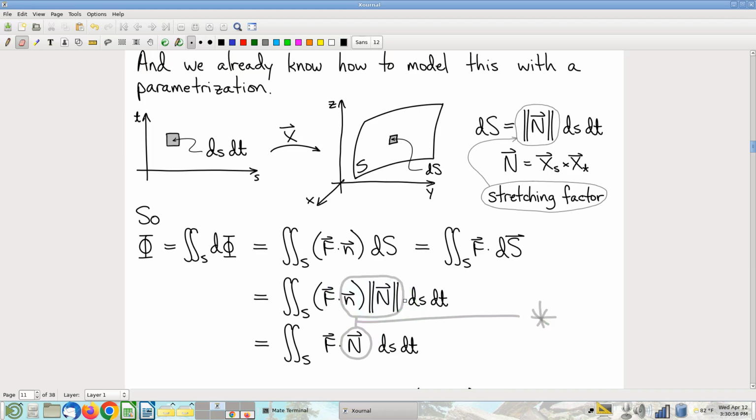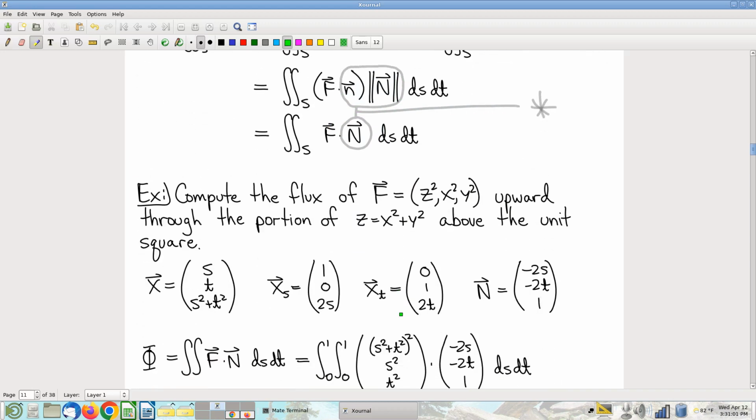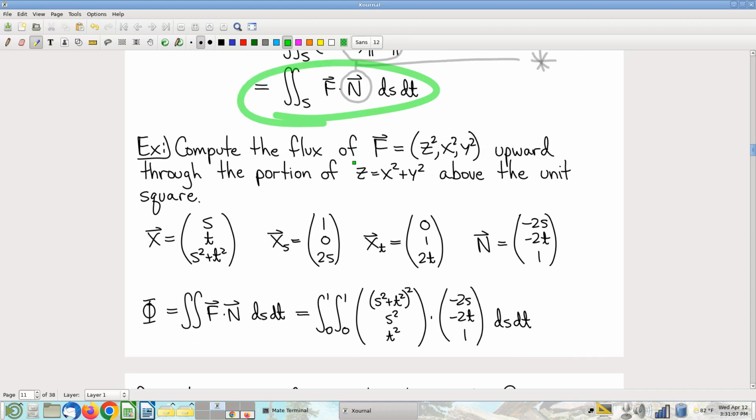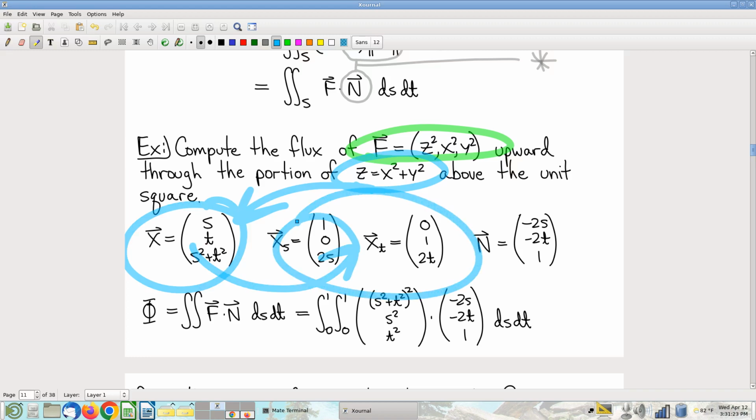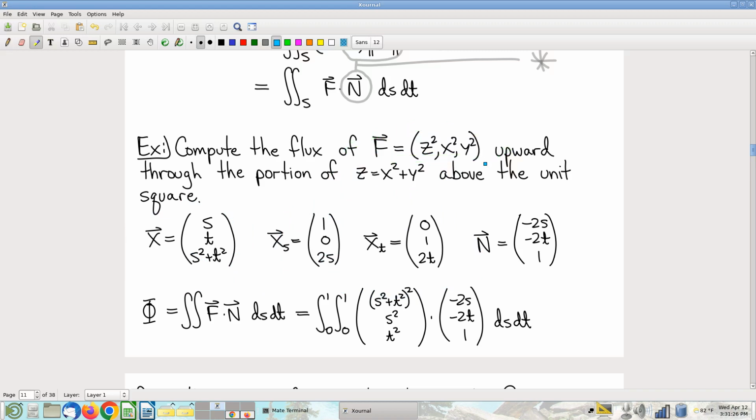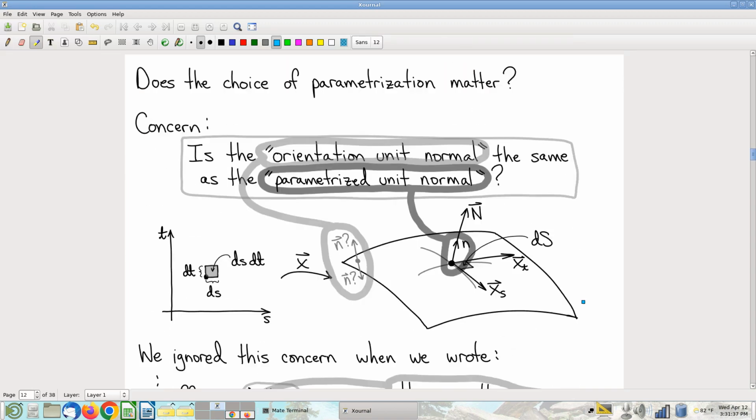So, okay, what can we do with our result, though? And we did this last time as well. With this formula, you can compute fluxes from a parameterization. You pull back through the parameterization. And so we looked last time at this vector field on a surface with this equation, leading to that parameterization, leading to these partial derivatives, et cetera, and you can go through and just plug in, and here's an integral that you could then crank out to compute the flux. Okay. All right, so now confession time.